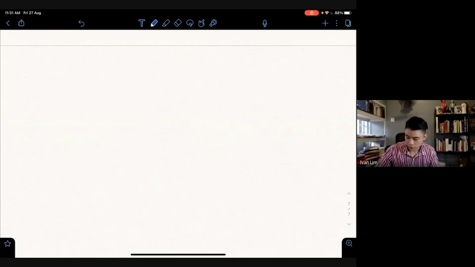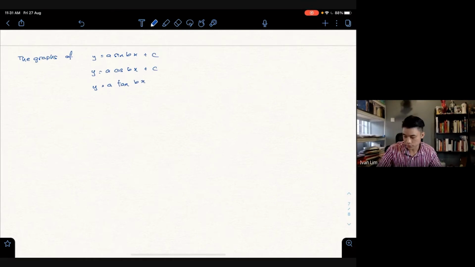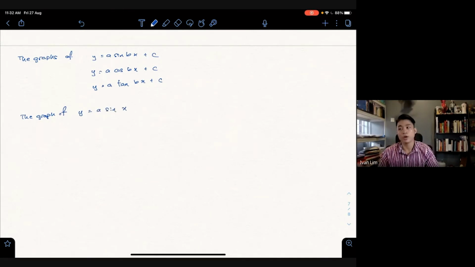Now we're going to draw the graphs of y equals A sine bx plus c, y equals A cos bx plus c, and y equals A tangent bx plus c. So we're going to analyze how each of A, B, and C affects the graph. I want all of you to try the first one, the graph of y equals A sine x. So let's just focus on how the value of A would affect the graph.